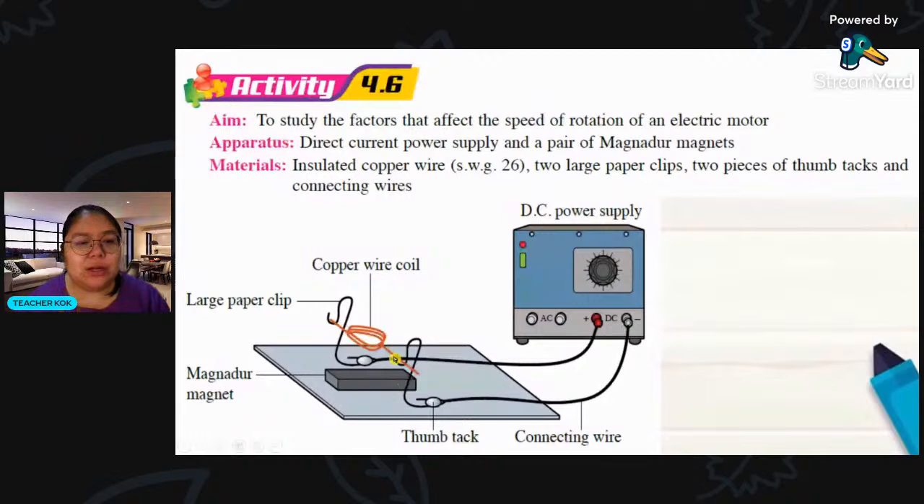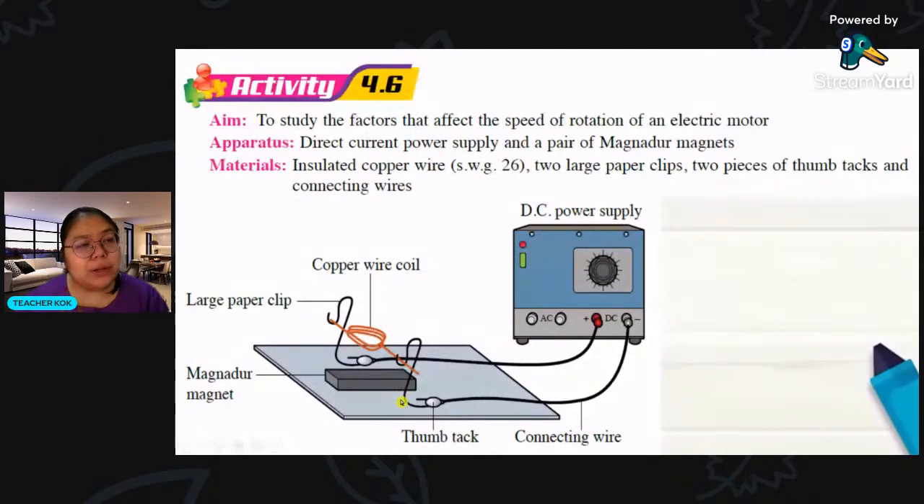After that, they will switch on the power supply, which means the thumbtack also has current. Then at the bottom they put a bar magnet. So later we will see what happens to the copper wire, because the copper wire is already conducting electricity.